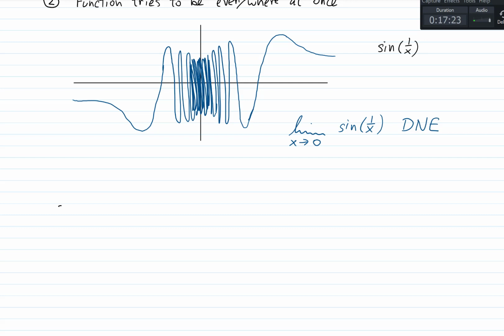Let's look at this third possibility. The function goes off to infinity. And that could be a positive infinity or a negative infinity.